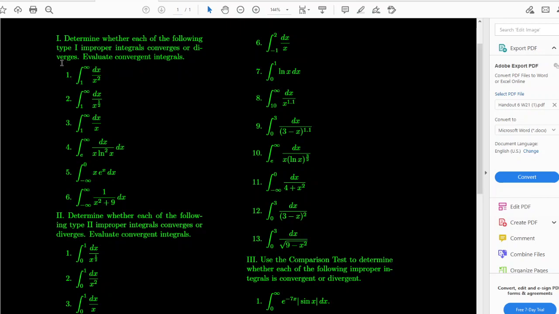Actually, for question 1, I'm going to show you how to show your work, using the same question we just did. And by the way, if you look at the top of the question, you are required to determine if the integral is convergent or divergent, or the integral converges or diverges.